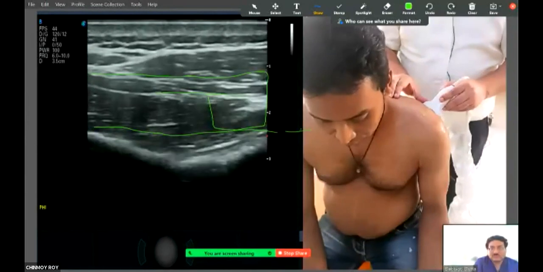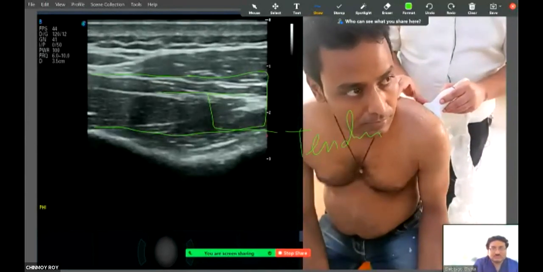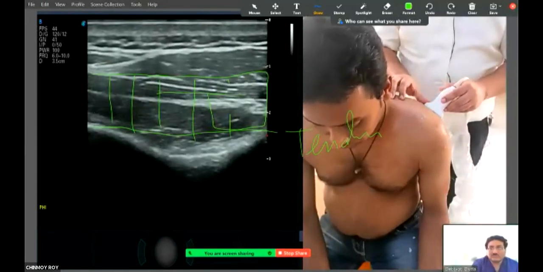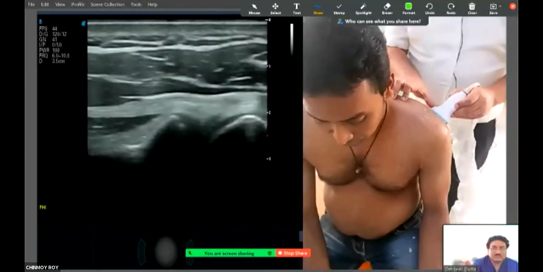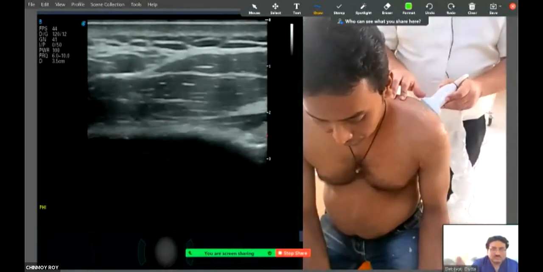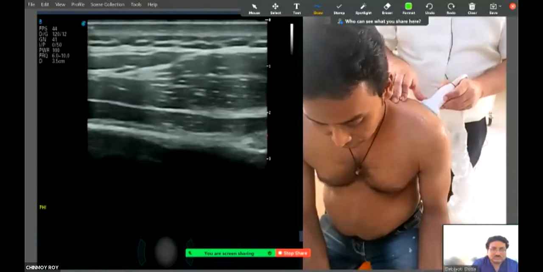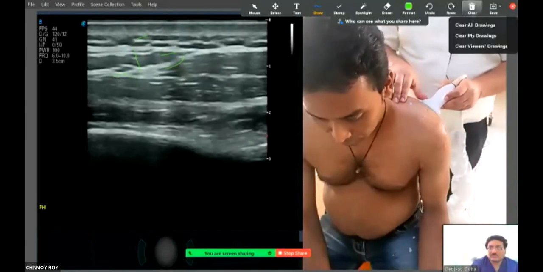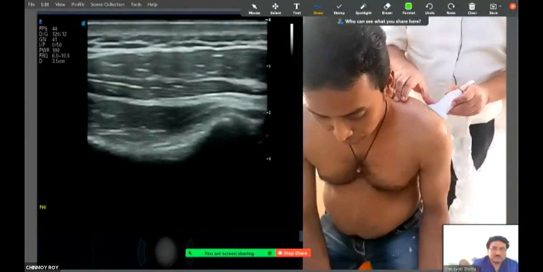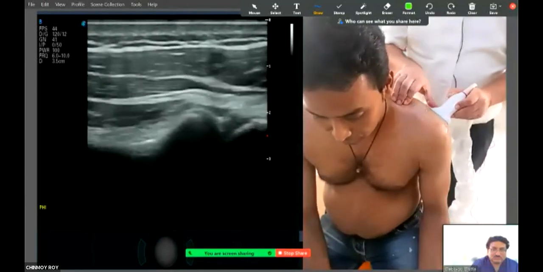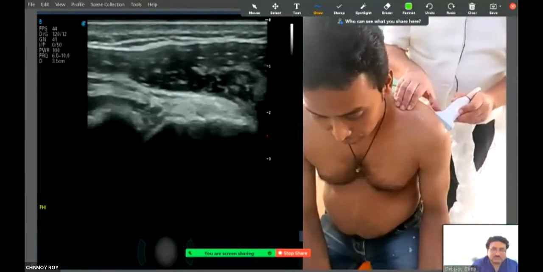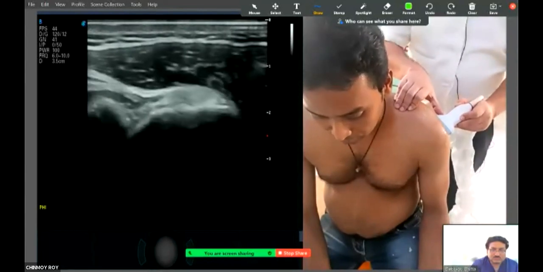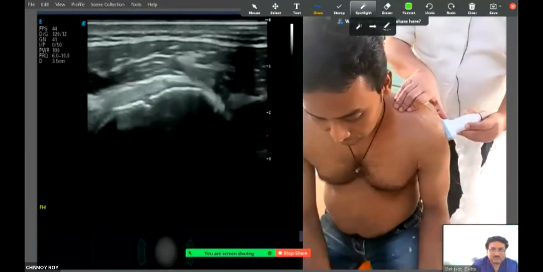Lower part is the bone, and the upper part is trapezius, and this is the infraspinatus muscle. So here you see, what do you see? This is the infraspinatus, bone is coming like this. So we are following the infraspinatus muscle. Here we will see the tendon of the infraspinatus, and the tendon is going to the greater tuberosity to join.